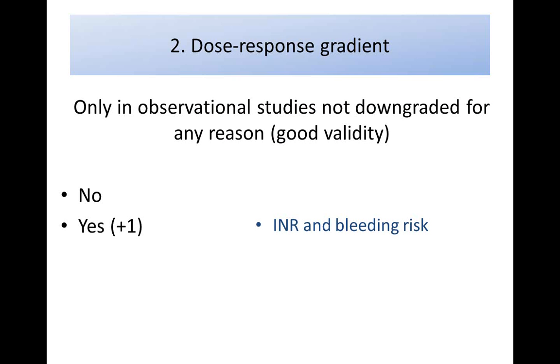So the second thing is dose response gradient. The important thing about dose response is that in the GRADE system, we only upgrade for dose response when we're using observational studies, and that the observational studies have not been downgraded for any reason, so they're good observational studies. Here again, we only are allowed to move by 1 point, so we can go 1 point if we see a dose response, and the classic example is something like the INR from warfarin therapy and the risk of bleeding.